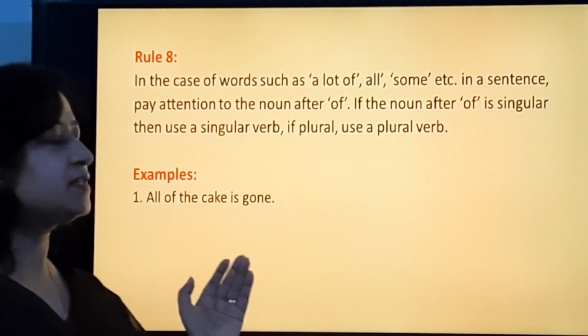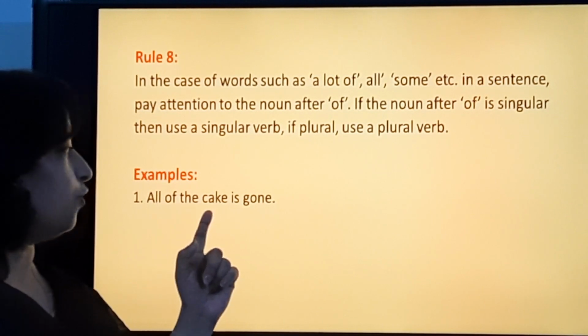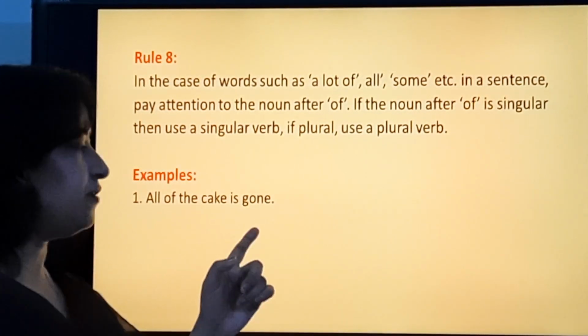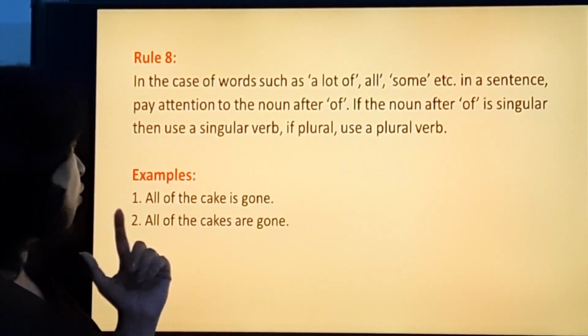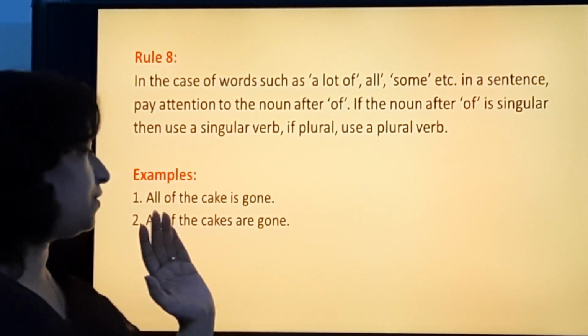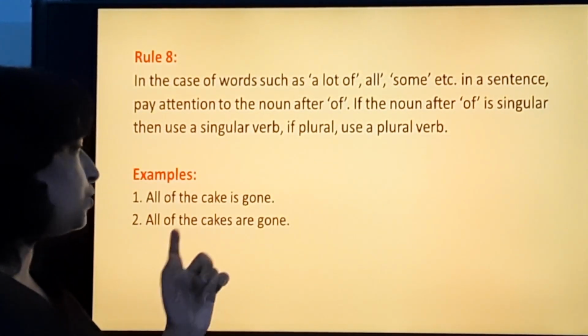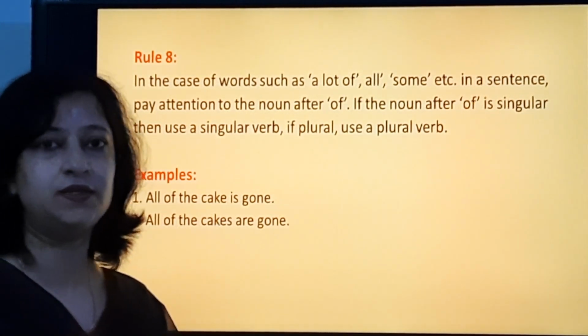All of the cake is gone. So, after of, what is the noun? Cake. It shows it is singular. So, accordingly, we have used the verb that is also singular. In the next example, all of the cakes. Here, after the word of, cakes is plural. So, when we get to know that our subject is plural, accordingly we have used the verb are, that is also plural.